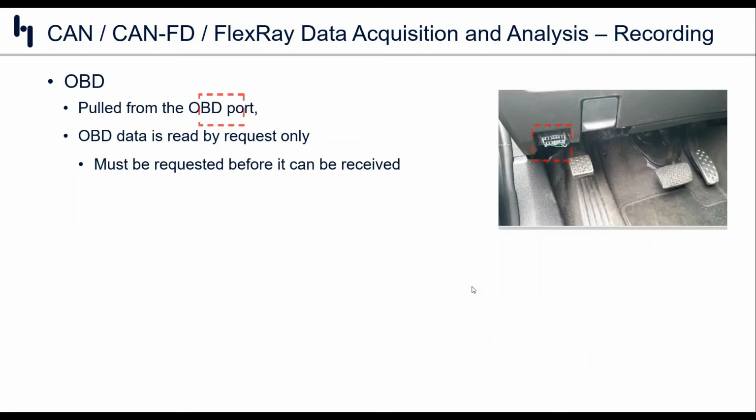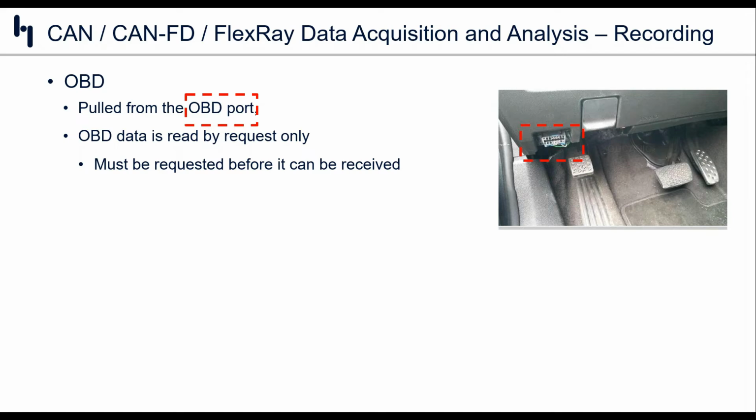So OBD, let's talk about that first. This is pulled from the OBD port, and there's an example of an OBD port there. No matter what, it's a small trapezoidal connector. It is sometimes visible through a panel, sometimes hidden behind a door, sometimes hidden underneath behind a panel. You have to get in underneath, in the footwell, in order to see where it's at. But no matter what, it still looks like that trapezoidal shape.